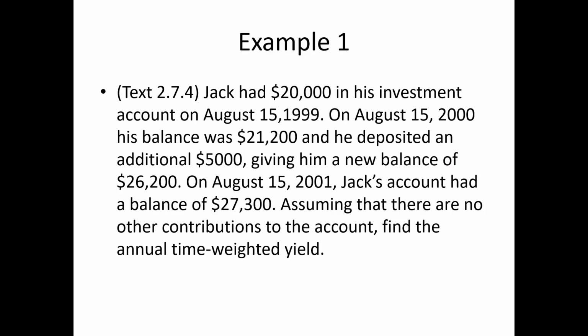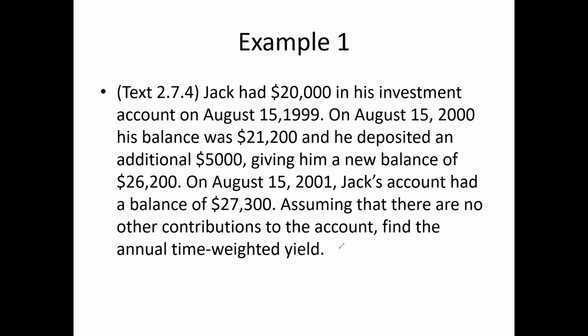Jack had $20,000 in his investment account on August 15th, 1999. One year later, his balance was so much, and he deposited an additional $5,000, giving him a new balance. On August 15, 2001, another year later, Jack's account had a balance of that. Assuming that there are no other contributions to the account, find the annual time weighted yield. So let's draw the graph. The graph is very helpful.